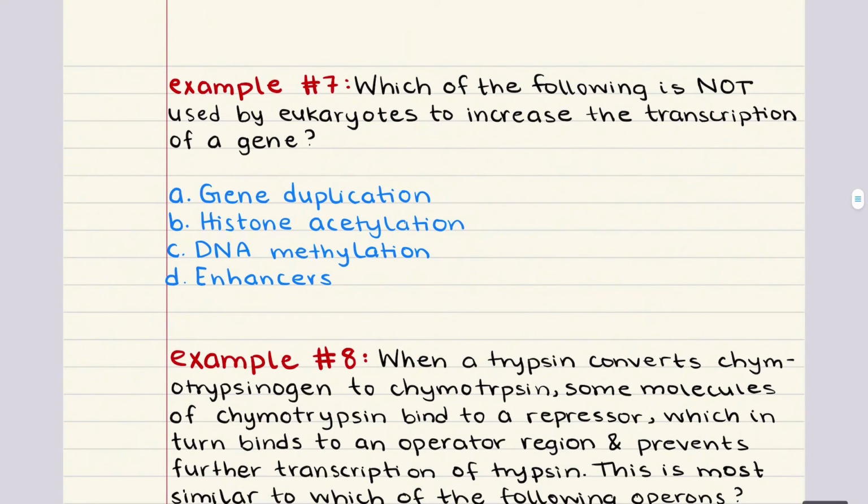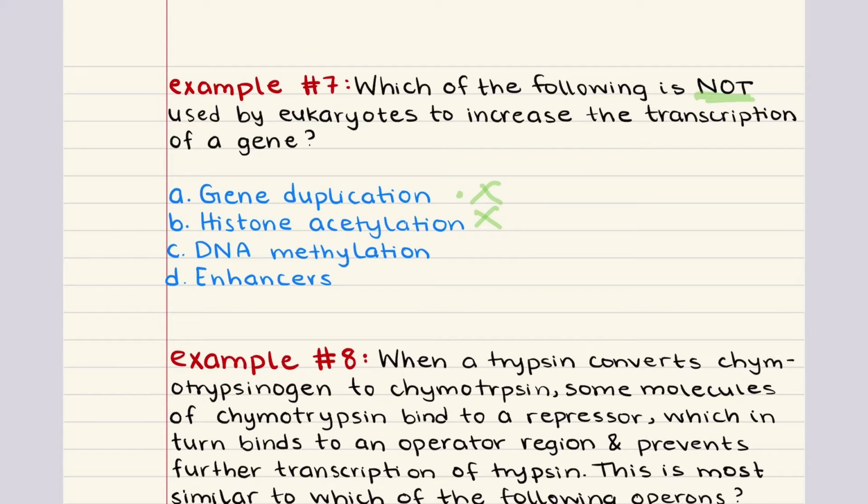Problem 7 says, which of the following is not used by eukaryotes to increase the transcription of a gene? Let's go through our options. Answer choice A says gene duplication. Now, when a gene is duplicated, more copies of the gene exist, which can lead to higher expression. So gene duplication can increase transcription levels. This is not what we're looking for. B says histone acetylation. This is a well-known mechanism that will open up the chromatin structure and make DNA more accessible to transcription machinery. This is going to clearly enhance transcription, so again, not what we're looking for.